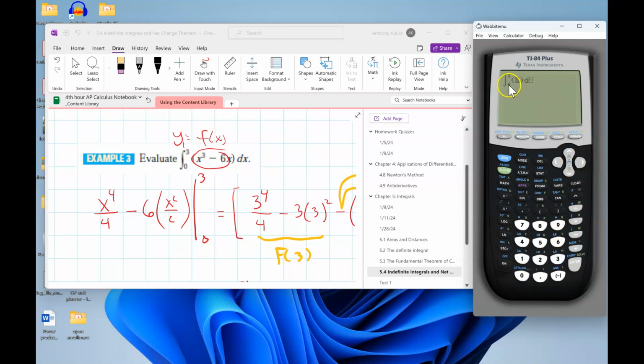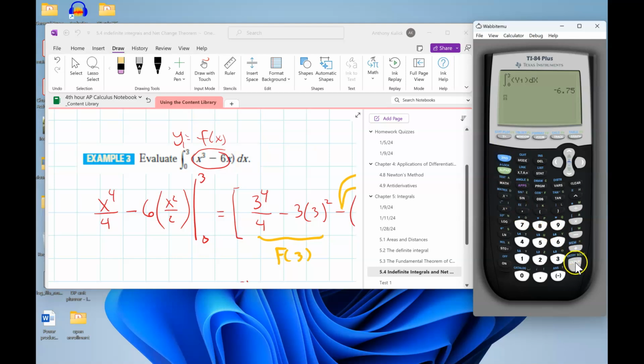So I'm going to do the integral from 0 to 3. And then inside the parentheses, I'm going to put my y1, which is where I typed in my function. So I'll do vars, yvars, function y1. And then with respect to x, and then press enter, which is the same thing as negative 27 over 4, right?